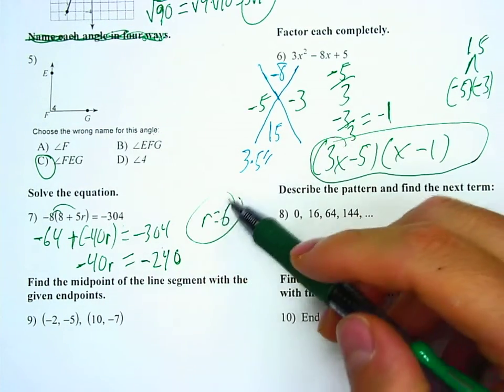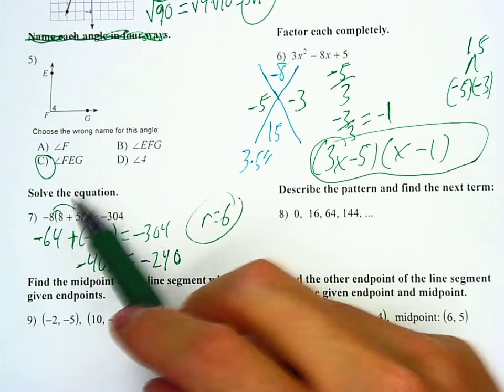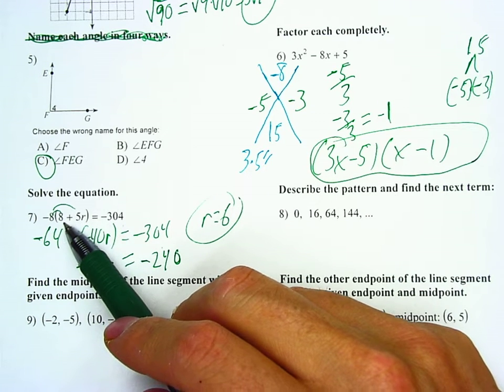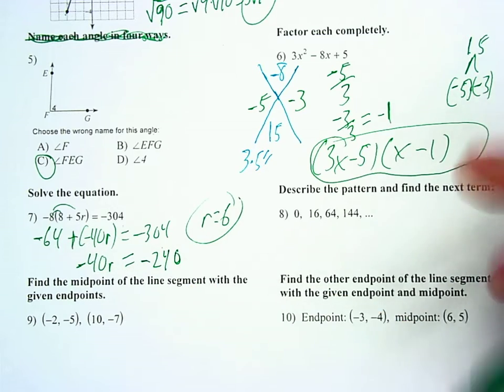So when you're looking at this and you're thinking to yourself, well, is 6 the right answer? Well, 30 plus 8, that's 38. 38 times -8 is in fact 304.